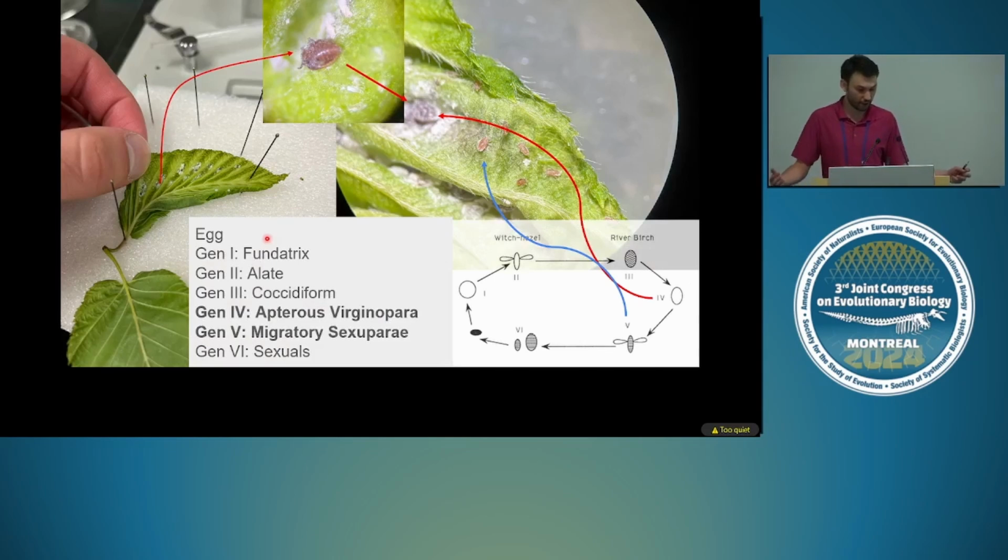And then they're going to have their own offspring the following spring after they overwinter, and that's going to be the Apterae virginoparae. Apterae means wingless, and virginoparae means they came from parthenogenetic parents, and they're going to give birth through parthenogenesis. But their offspring are going to be migratory sexuparae. Sexuparae means that they have sexual embryos. So they came from parthenogenesis, but their embryos are actually sexuals. And migratory, they're going to migrate back to witch hazel.